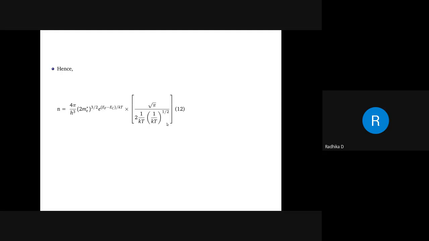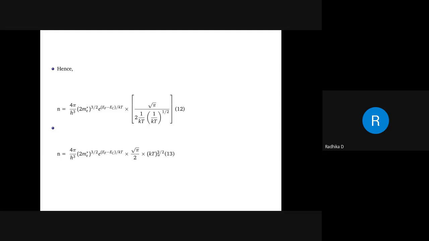This is in the denominator. So obviously if it goes into the numerator, what happens? It becomes kt to the power of 3 by 2. It's 1 over 1 over kt to the power of 3 by 2, so obviously it goes to the numerator. So this is how the expression now becomes 4 pi by h cube, 2m star raised to 3 by 2, e to the power of Ef minus Ec by kt, into root pi as it is, 2 as it is, and kt to the power of 3 by 2.